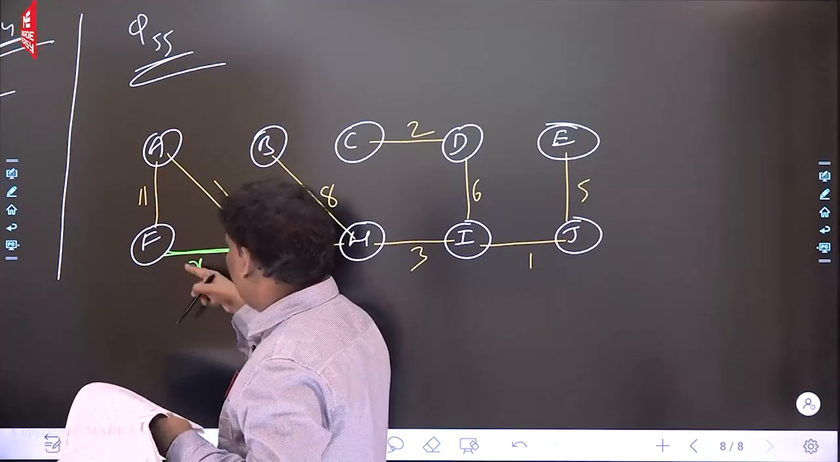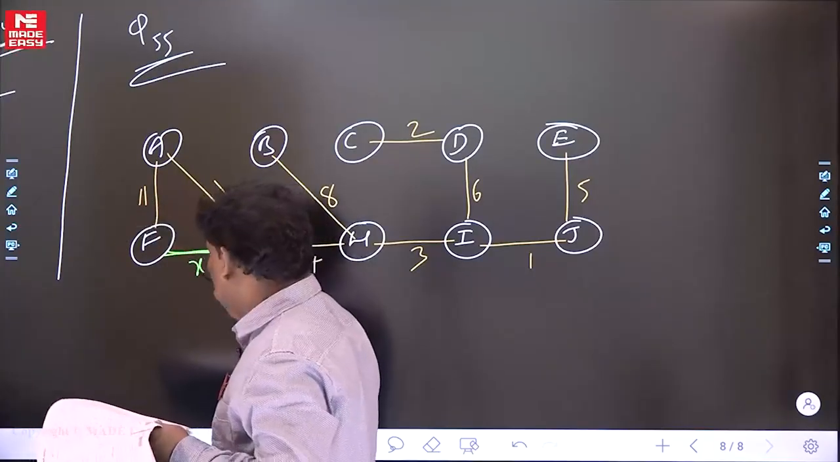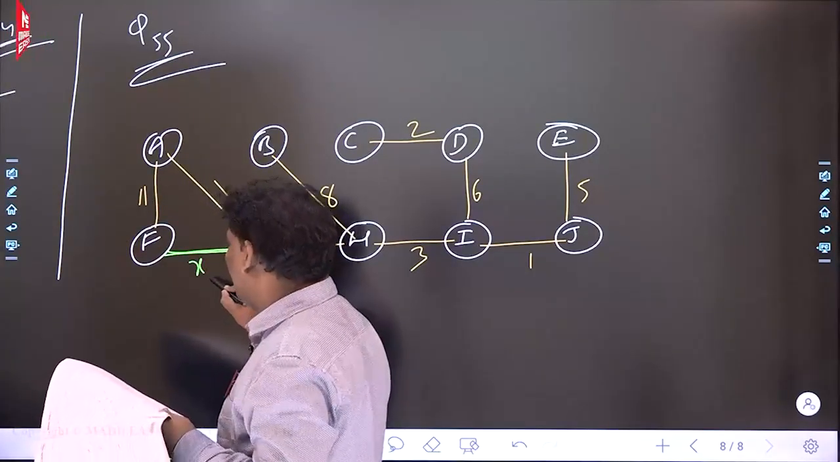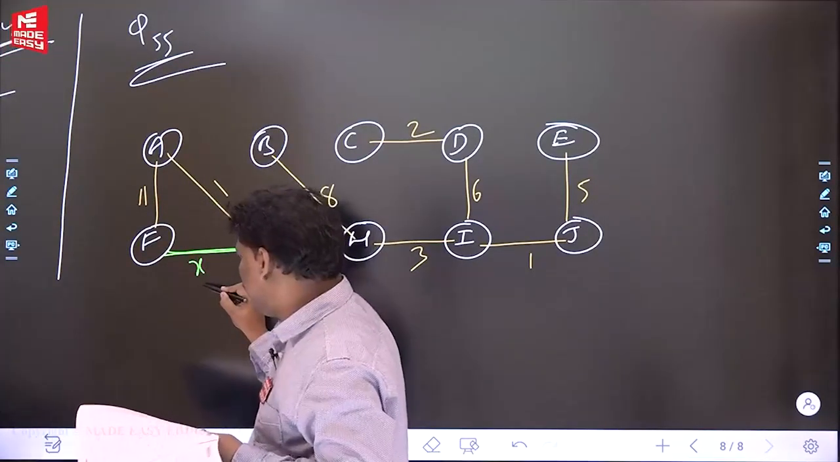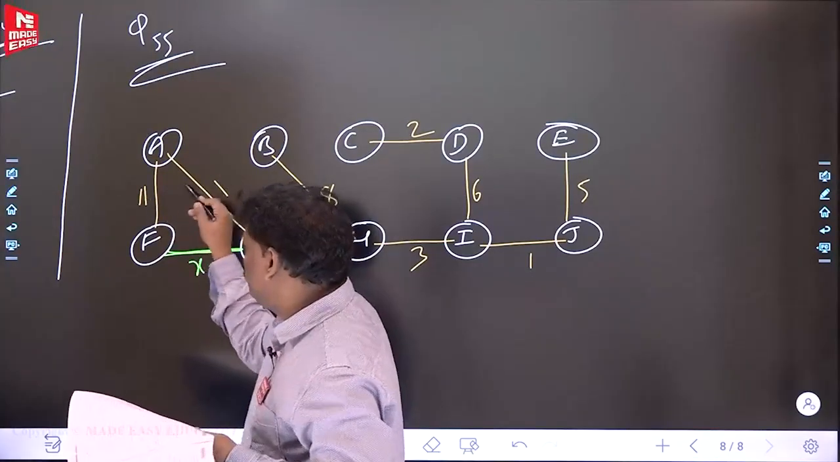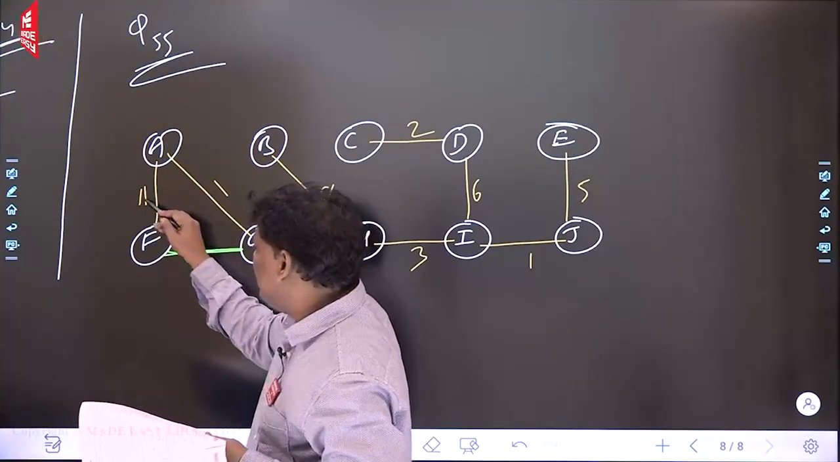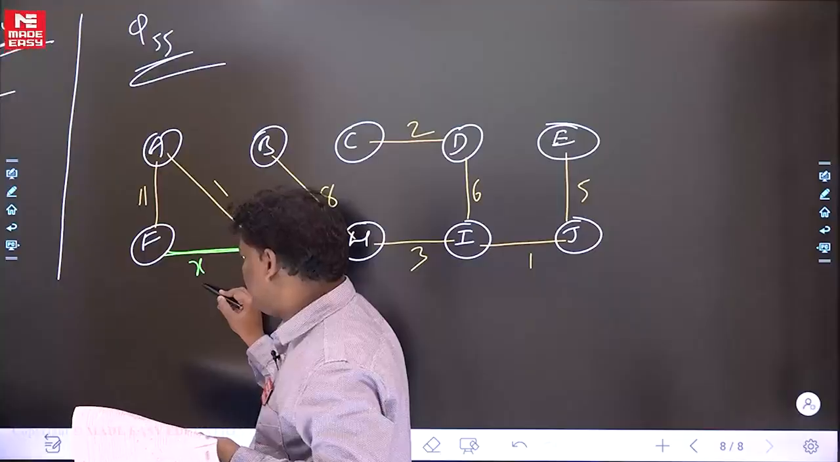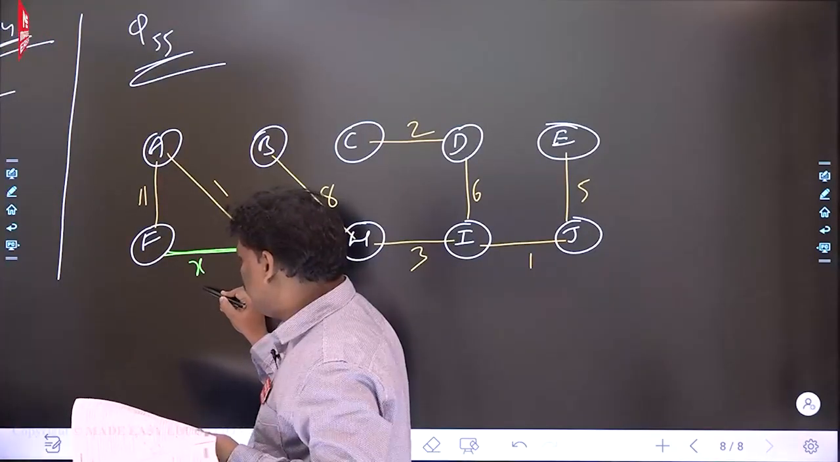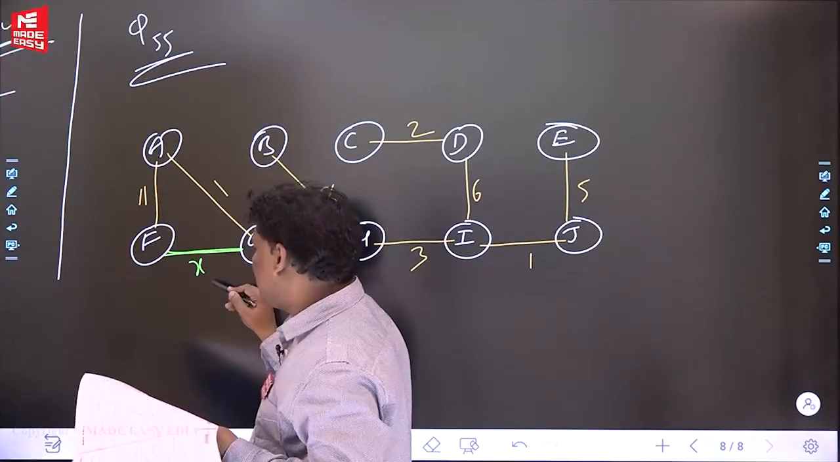If at all it should be there, then comparing these two edges, it should be less. Then only I can keep it. Less means how much can I keep? It should be the minimum compared to these two edges. So what is the answer? It is 11. I can keep 10 here. I can keep 5 also. I can keep 6 also.